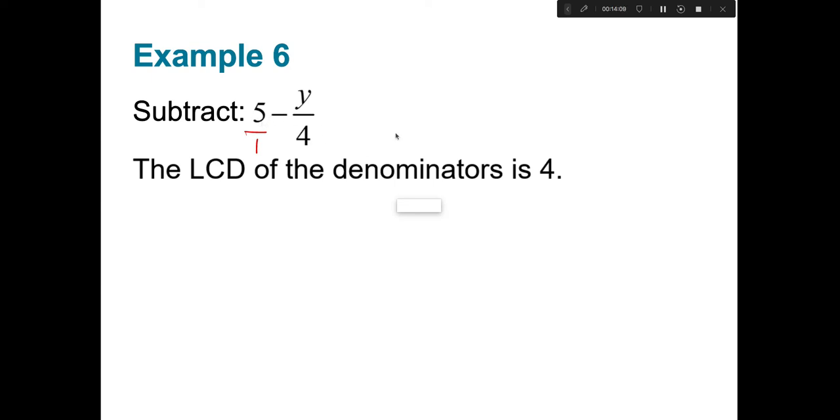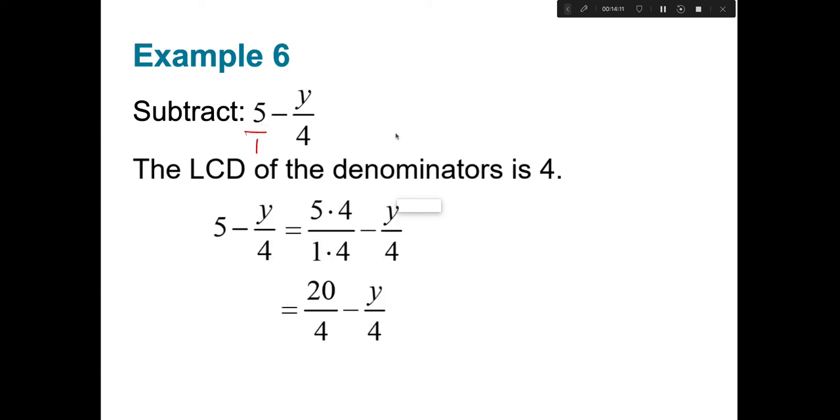So that's going to give me 20 over 4 minus y over 4. Can I combine 20 and a y? Can't do it. So I just have to leave it as 20 minus y. I cannot simplify that any further, on the top, over the top of 4 as my denominator.